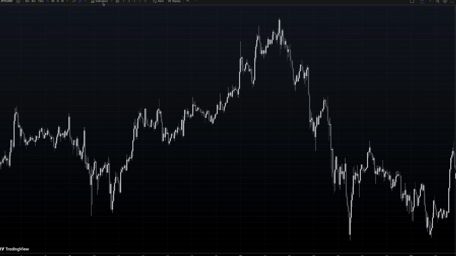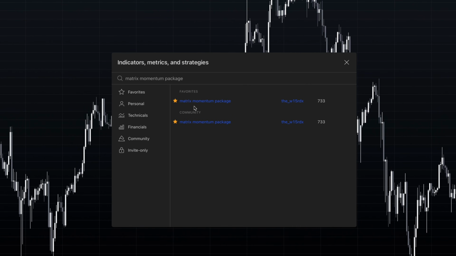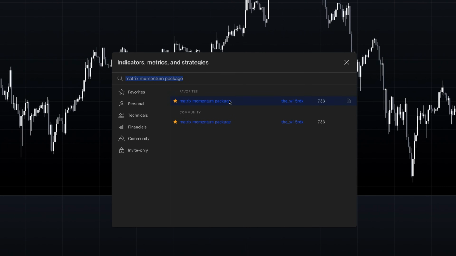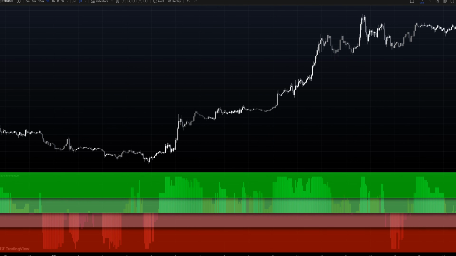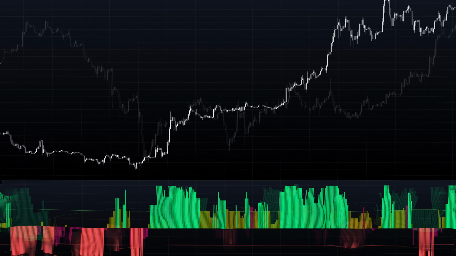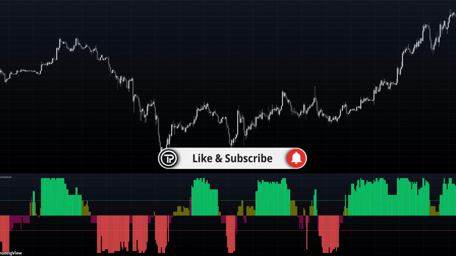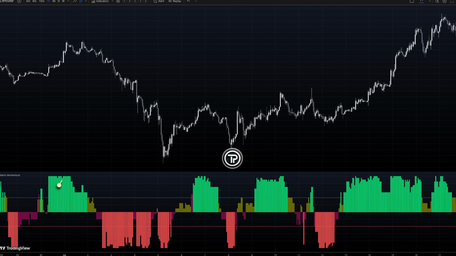The Matrix Momentum Package by W15RDX is a tool that offers a more detailed view of market dynamics beyond traditional oscillators. By breaking market momentum into 4 distinct levels, it provides a clearer picture of trend strength. The indicator translates complex price movements into an intuitive color-coded system.